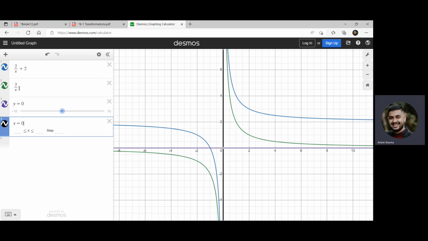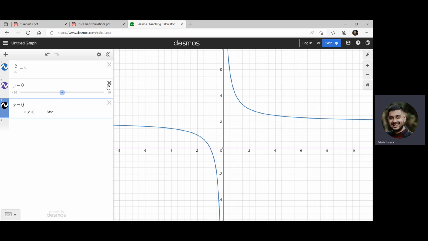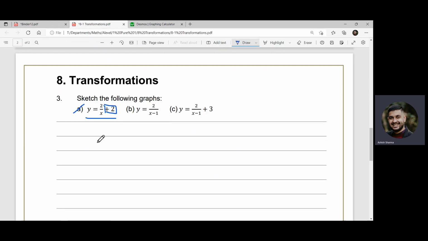However, when you translate the graph 2 over x up by 2 to get what we have now, of those two asymptotes, one of them will shift up as well, and that will be the horizontal asymptote. Originally that was y equals 0 for 2 over x, but because the graph has gone up by 2, that will now come up by 2 as well. Okay, so that is now the new asymptote for this graph, and you need to have that in your sketch.